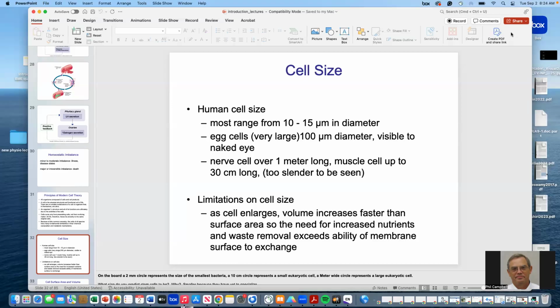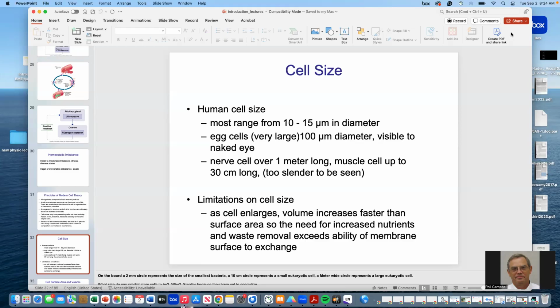Now I'm going to walk through and give you an example. But let's talk about, first off, what is the size of cells in your body? Most of the cells in your body, if we reduce those to their least expensive energy concept, a sphere, would be 10 to 15 microns. Over 98% of the cells in your body are that size.